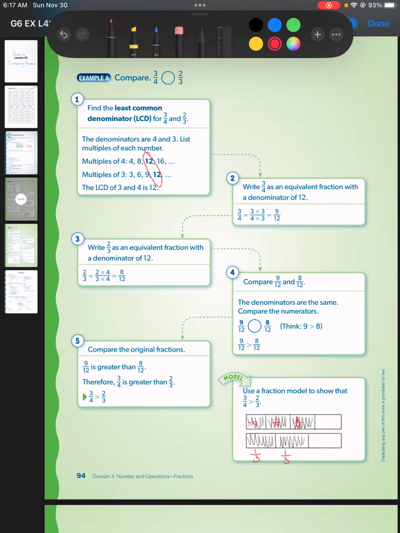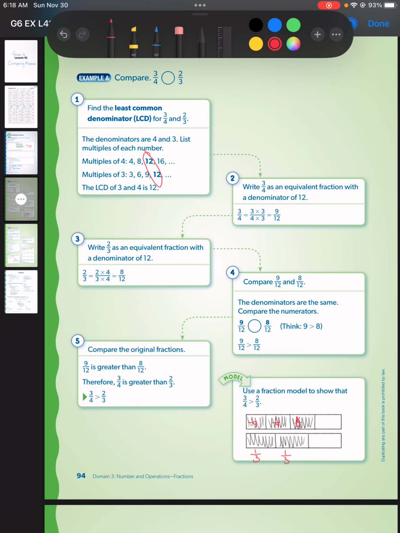As you jump into the second problem, you are comparing 3/4 to 2/3 using the least common denominator method. So their first step is to list out the multiples of the denominators and identify the least common multiple, which is 12. And in steps 2 and 3, they are writing equivalent fractions with a denominator of 12. Moving to step 4, they are using those equivalent fractions to compare.